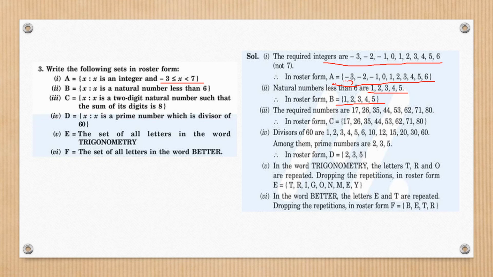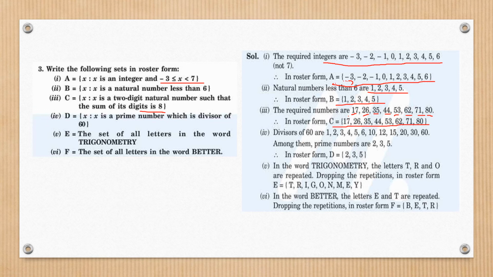C is x is a 2-digit natural number such that the sum of its digits is 8. Okay. So see the 2-digit natural numbers whose sum of digits is 8. Like 17, 26. Okay. You see 1, 7. Now keep on decreasing the digit at the units place and keep on increasing the digit at the tens place. So it is 26, 35, 44, 53, 62, 71 and 80. So this is your roster form. So these elements will come here.